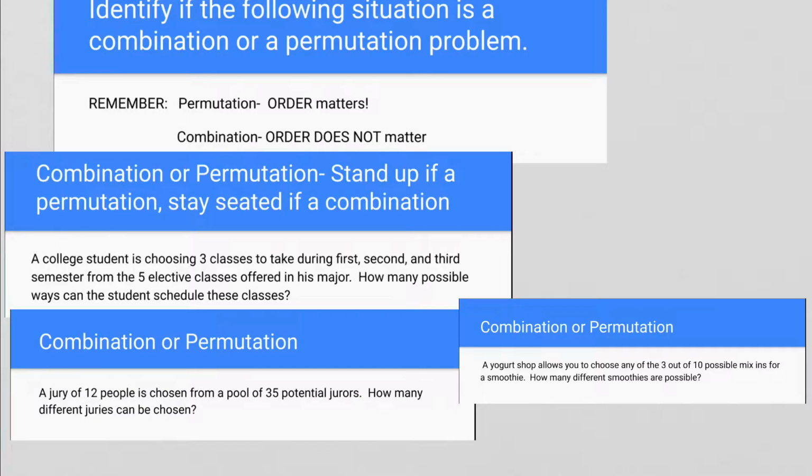Okay, if you need to take yourself a break, a 5-minute break, and then continue with the notes, please do so. This is a pretty long lesson today about permutations and combinations.